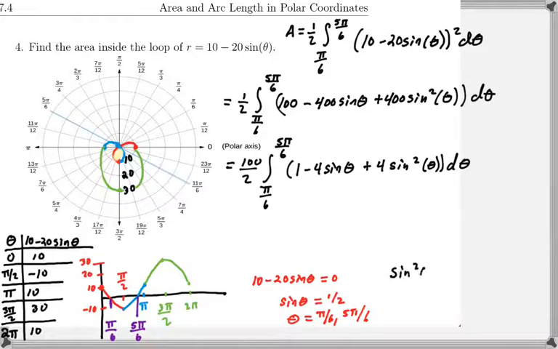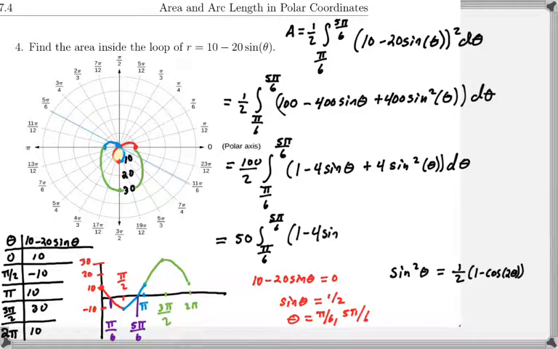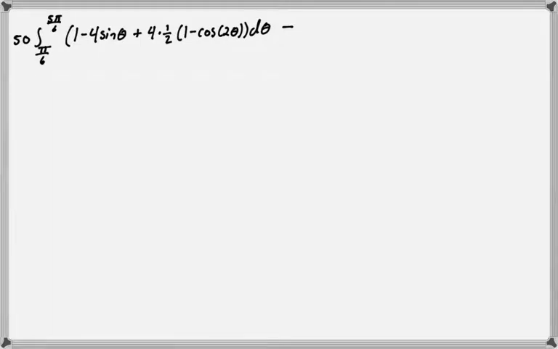Power reducing formula: sine squared of theta is equal to 1/2 times 1 minus the cosine of 2 theta. So we have 50 times the integral from pi over 6 to 5 pi over 6 of 1 minus 4 sine of theta plus 4 times 1/2 times 1 minus the cosine of 2 theta d theta. Okay, and we're about out of real estate here, so we're going to go on to the next slide. So we've got the same integral right there. We'll go ahead and simplify it.